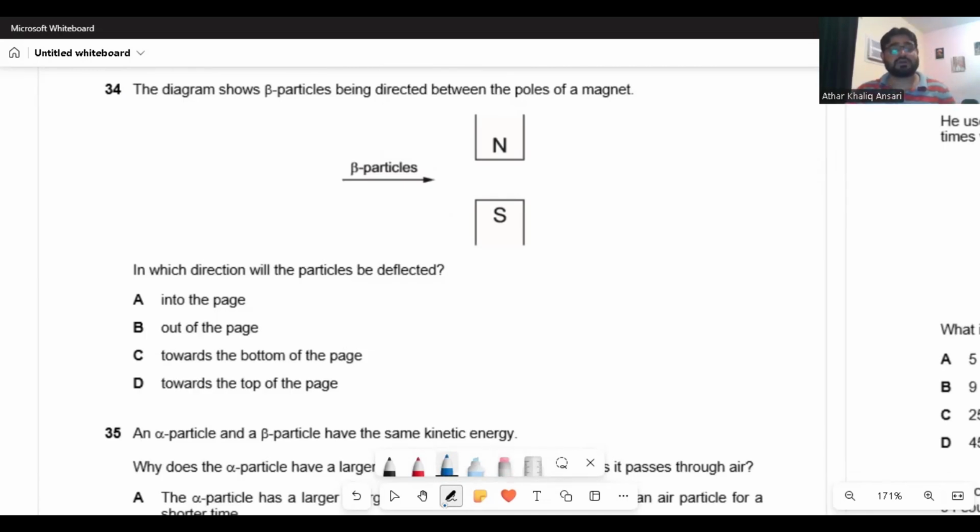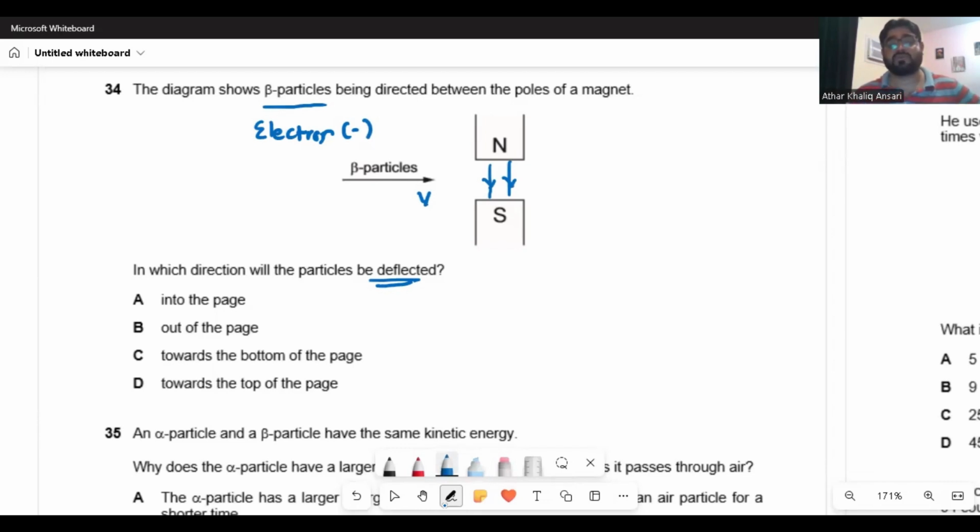Question number 34: the diagram shows a beta particle. A beta particle is usually an electron, and electrons have a negative charge. So the electron with a negative charge is directed between the poles of a magnet. This is the beta particle. Its velocity is in this direction. The magnetic field is from north to south. Now, in which direction will the particle be deflected? Meaning, where will it experience the force?